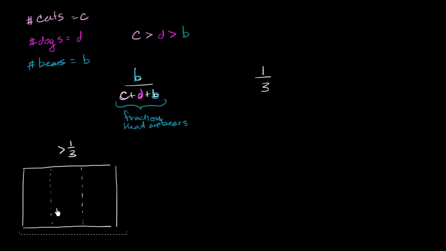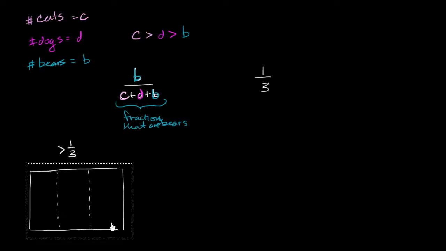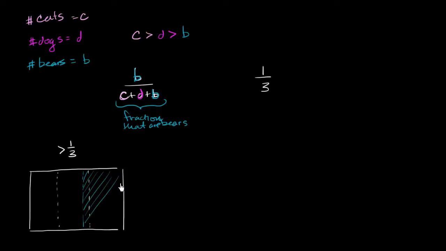So in this little diagram right over here, this is all of the pets in the pet store. And I've divided it into thirds right over here. If the fraction that are bears is greater than 1/3, then it might look something like this. The fraction of bears, so this is 1/3 under the dotted lines. If I want it to be greater than 1/3, I'll go a little bit more than 1/3. So we go greater than 1/3 right over there.